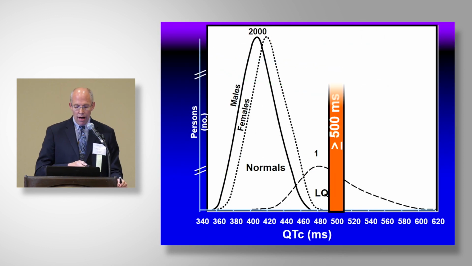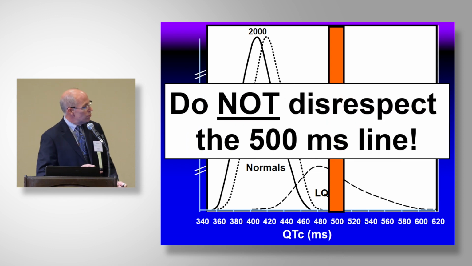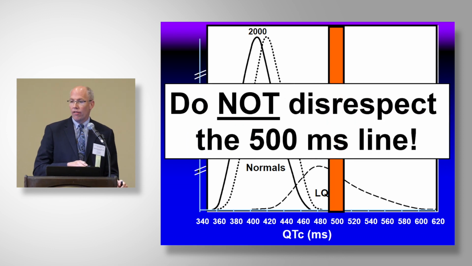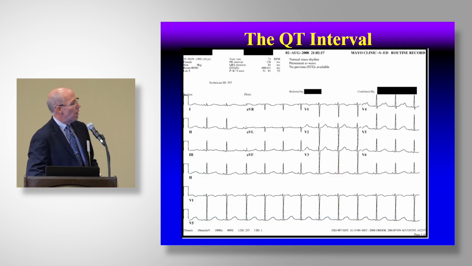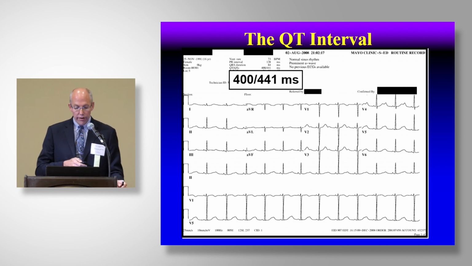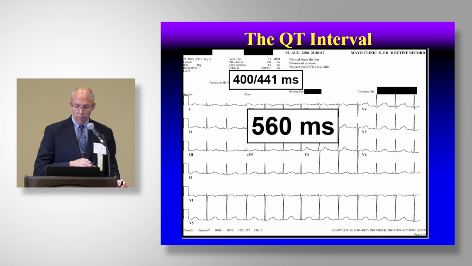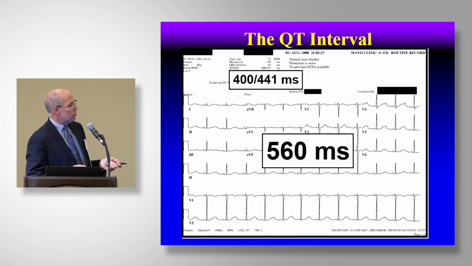So I think we can do a lot outside the athlete issue, but hopefully I've convinced you to not disrespect the 500 millisecond line. So how do we put it all together to sum up, to get it just right? Here's a case from our own institution 9 years ago. She's 16 years old. Here's the QTc. Do you agree with that? The conclusion from the brain, the ECG brain, was a prominent U wave. Here's her QTc truth: 560.